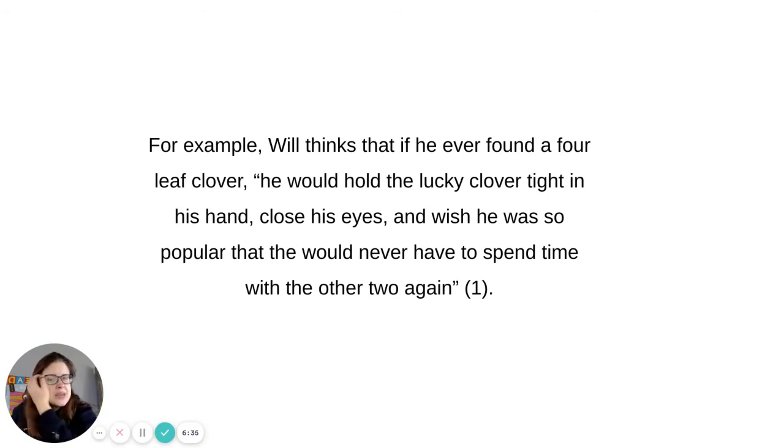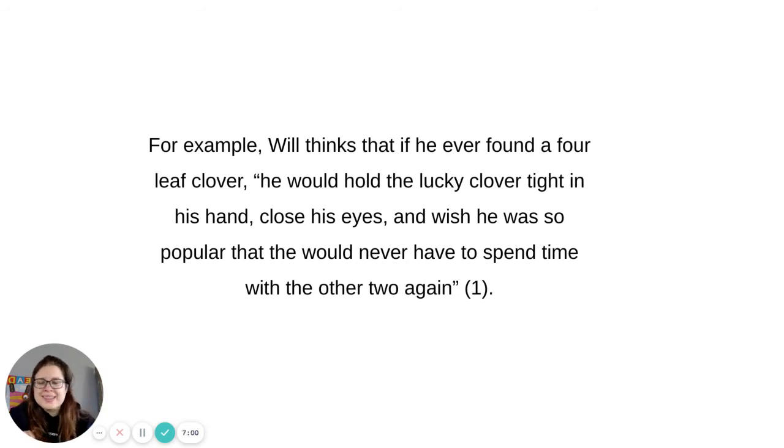So I have this example that I showed you in class as well, and it reads, for example, comma, Will thinks that if he ever found a four-leaf clover, comma, quotation mark, he would hold the lucky clover tight in his hand, close his eyes, and wish she was so popular that he would never have to spend time with the other two again. Quotation mark, parentheses, 1, period.